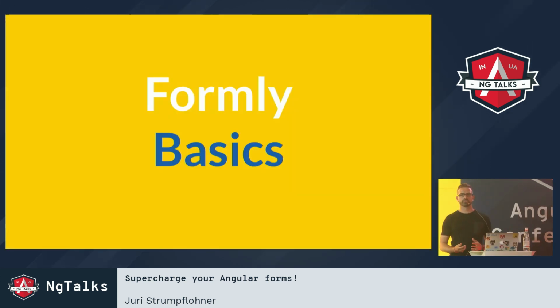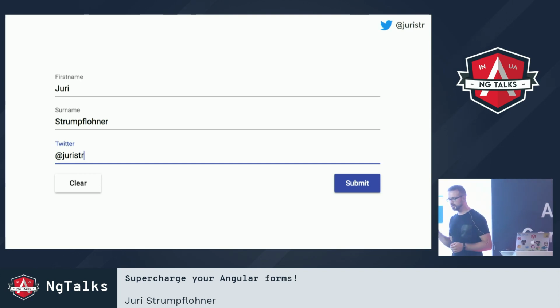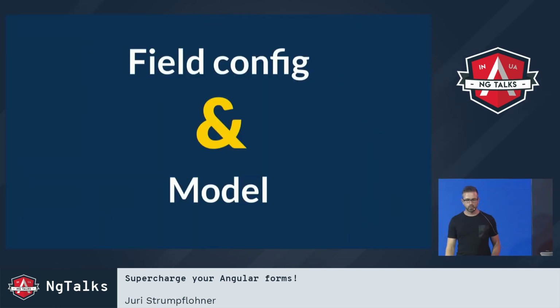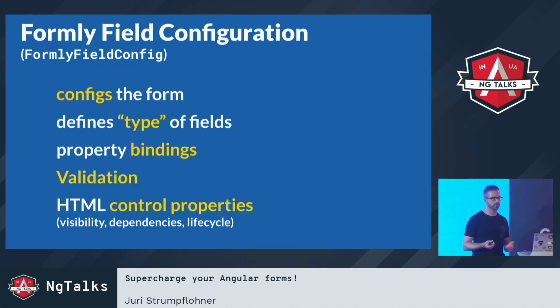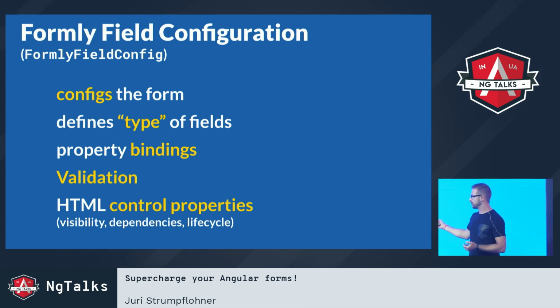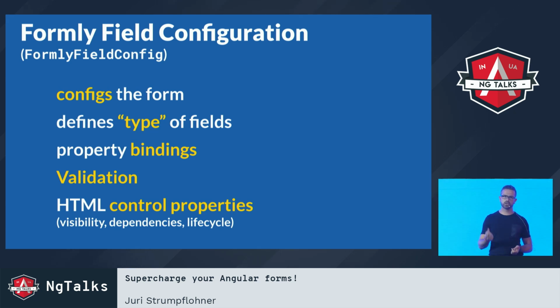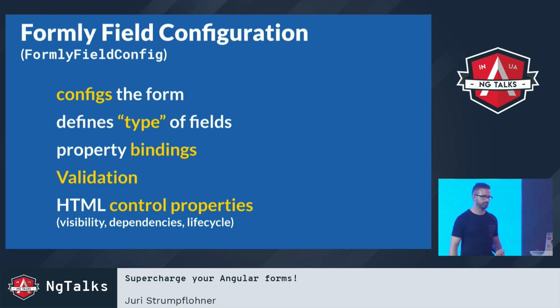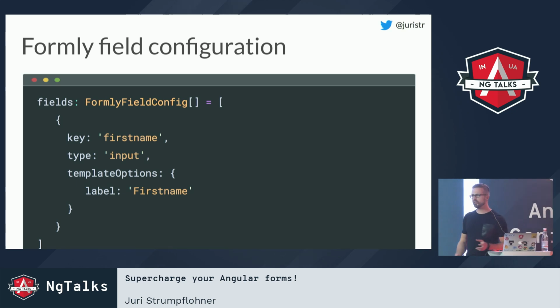So how does it work? If you take a look at this very simple form for now, what we have again is that field configuration and model part. That's the same thing which Formly took over. The field configuration is the one that configures your form, of course. It defines the type of fields you want to show for a given property. It also does the data binding, validation, and other control properties, like controlling whether the field is visible, enabled, disabled, and so on.